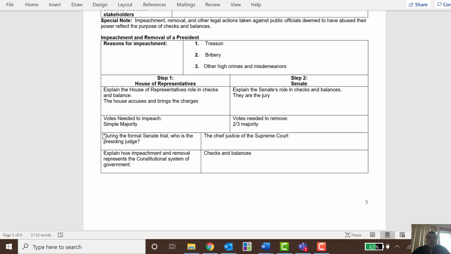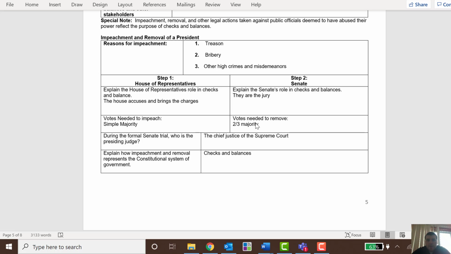Okay. So the Senate, if we go over to this side, the Senate acts as the jury. So now that the president's been impeached, he goes on trial. The Chief Justice of the Supreme Court is going to be kind of the presiding judge over that. And the Senate is going to have evidence heard. They're going to ask questions. They're going to call witnesses, things like that, like you would see in a normal courtroom. And they need a 2/3 majority to remove the president then from office.